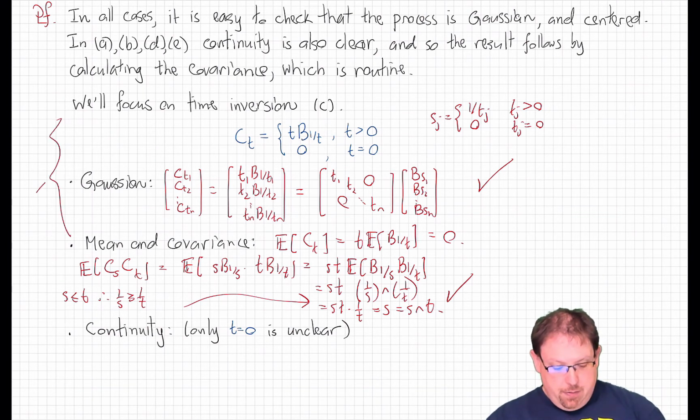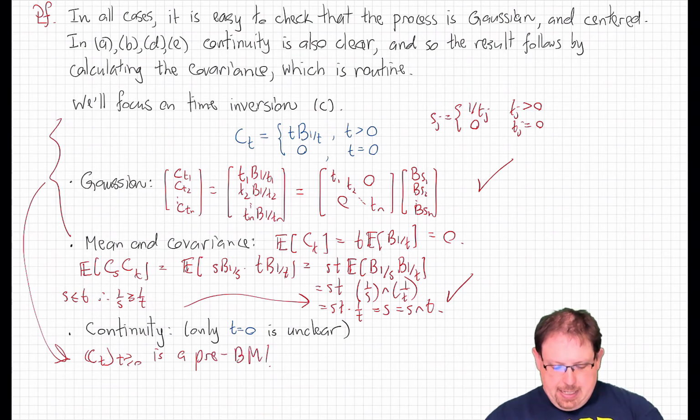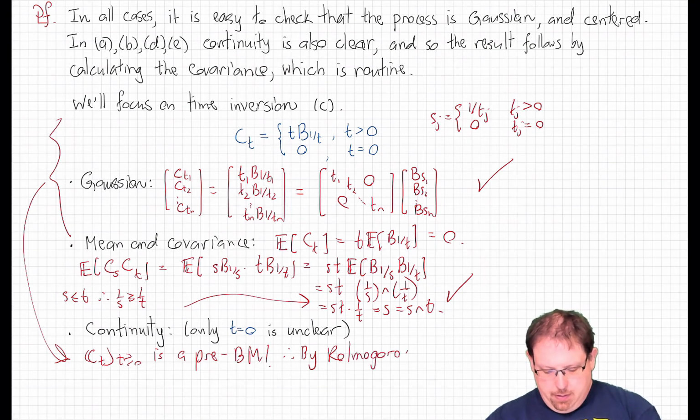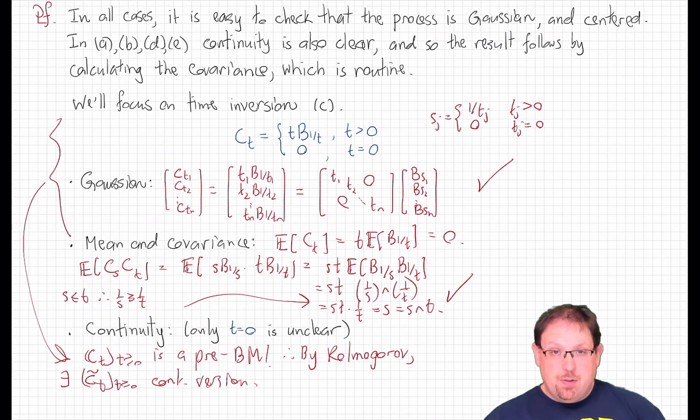Because, as we just noted, from the finite dimensional distributions, which are determined by the fact that it's a centered Gaussian process of the given covariance, the process C_t is a pre-Brownian motion. And since it's a pre-Brownian motion, by Kolmogorov's continuity criterion, it has a continuous version. But a continuous version of a pre-Brownian motion is Brownian motion. So what we have here is that this process C_t is a version of Brownian motion.